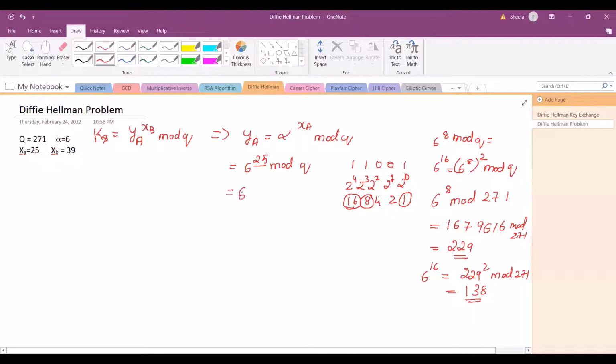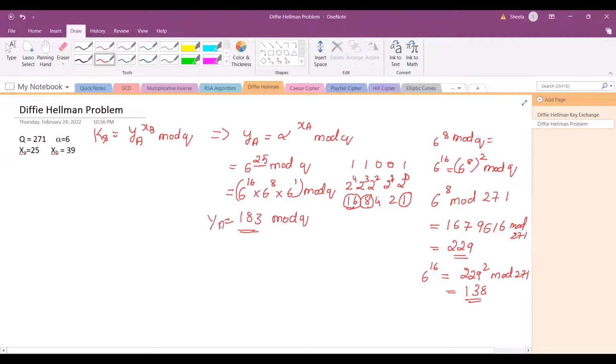That is nothing but 6 to the power of 16 into 6 to the power of 8 into 6 to the power of 1. Okay, because here the powers of 6 are 16, 8 and 1. If we add all these powers, we will get the value 25. So now express this product. For this product, we have to take mod q. So the result we are going to get is 183. After taking the mod q, we get the result as 183.